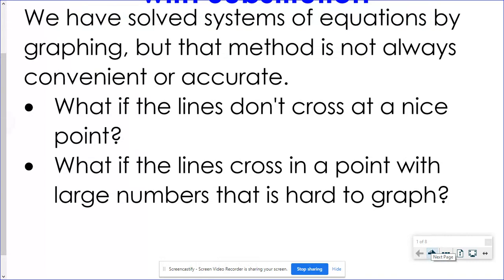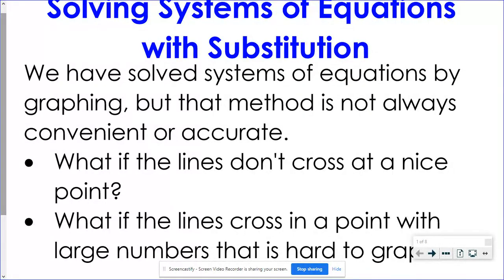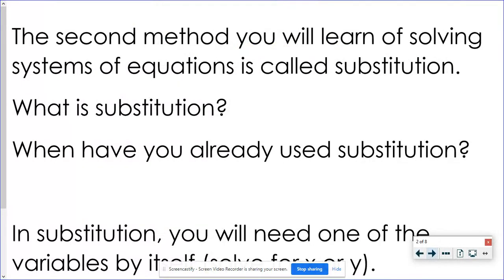So, well, this is not wanting to move ahead for me. There we go. So the second method that we're going to work with is called substitution. Well, you should know what substitution is, right? Substitution is when we put one thing in place of something else.